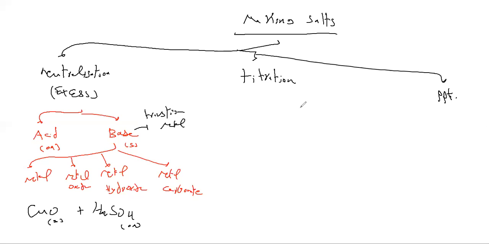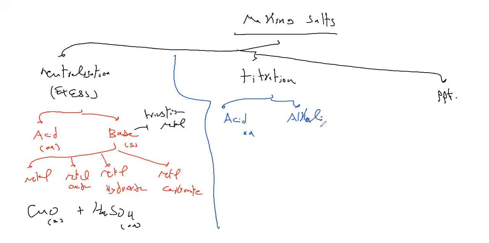Number two, titration. The reaction is formed between acid, which is aqueous, and an alkali, not a base, which is also aqueous. You'll find this in group 1 or group 2, like the reaction between HCl aqueous and NaOH aqueous.